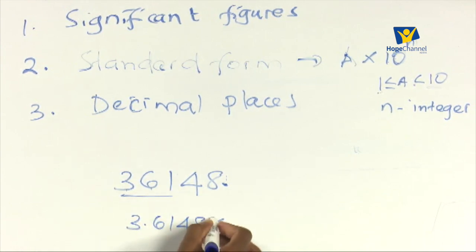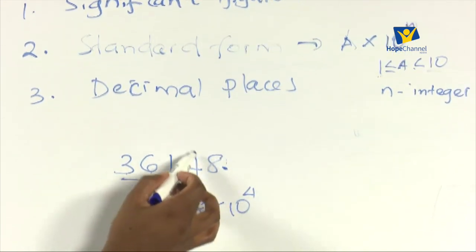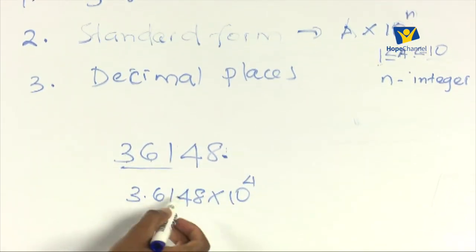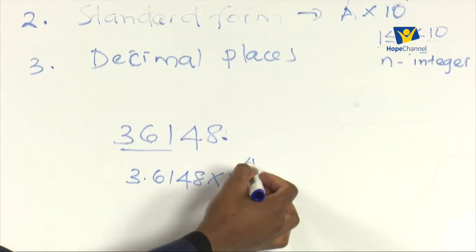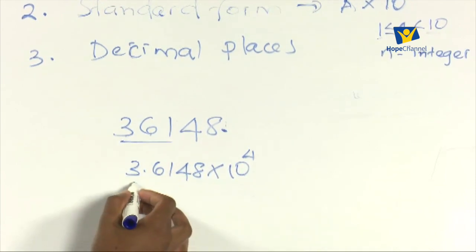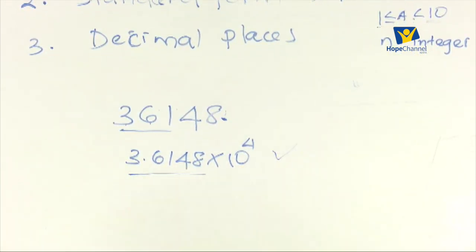3.6148 times 10 raised to power 4, because we moved the decimal point 4 steps. 1, 2, 3, 4. And of course we said that when we move the decimal point to the left, the power of 10 is positive. So our n in this case is 4, and our a is 3.6148. So this number is written in standard form.